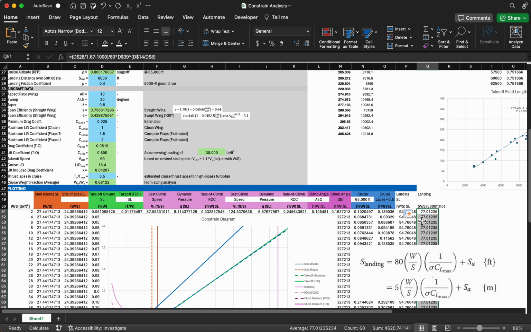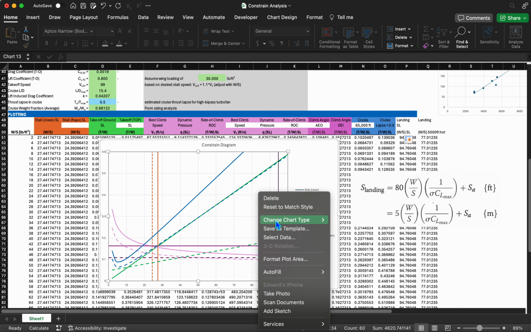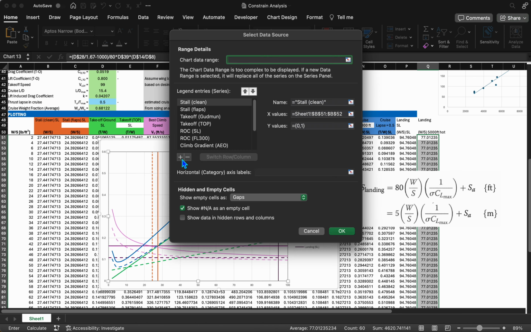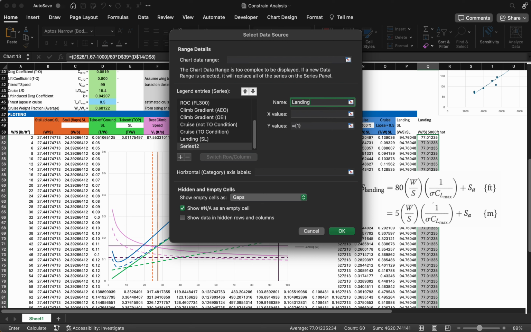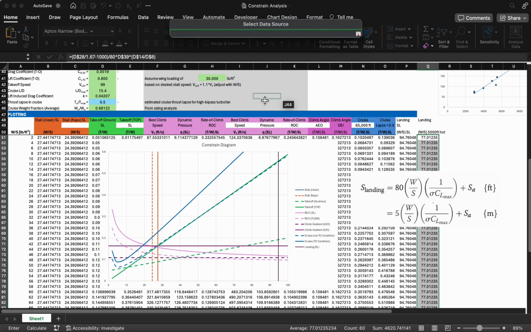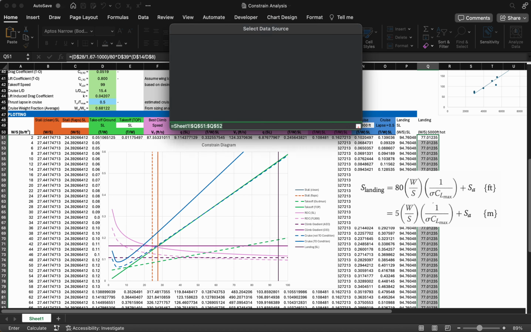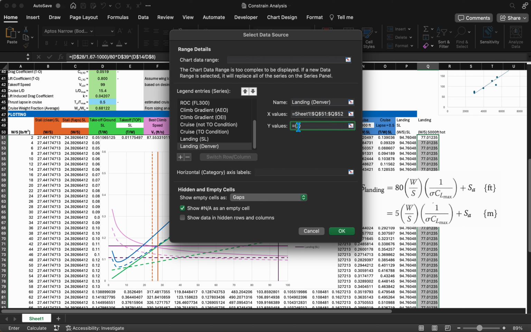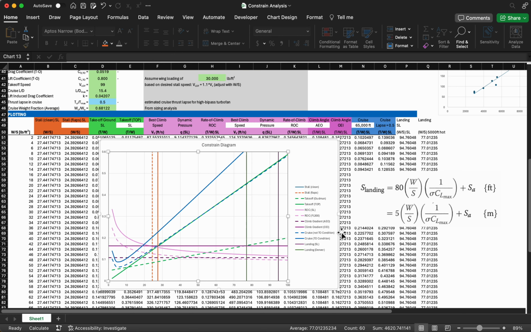So let's plot this as well. Select our data. So we have landing. I'm going to put Denver. Wing loading and 0 to 1. Whoops, 0 to 1. And so it moves it further to the left. So anything that's moving these curves upwards and to the left is making the requirement more strict. Let's say it's limiting the size of our design space.